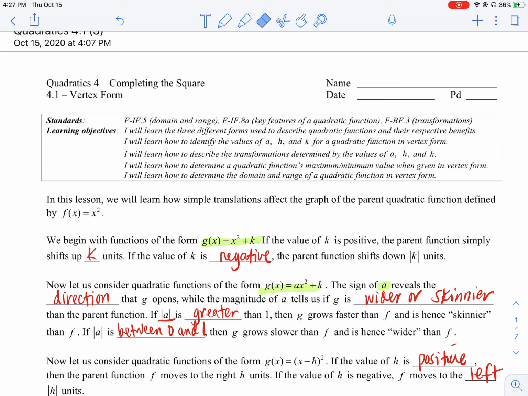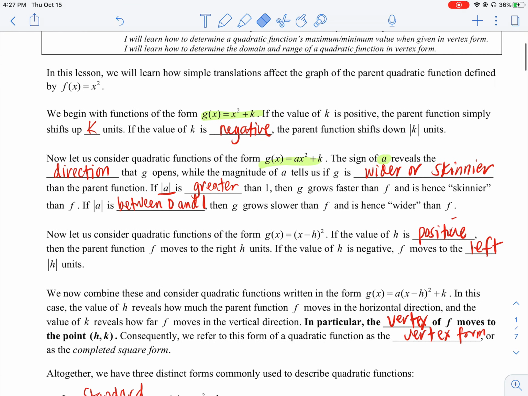This lesson is on page 71 of your packet. We are learning how to describe the transformation of a certain function. So we're going to compare the new function to the parent function.